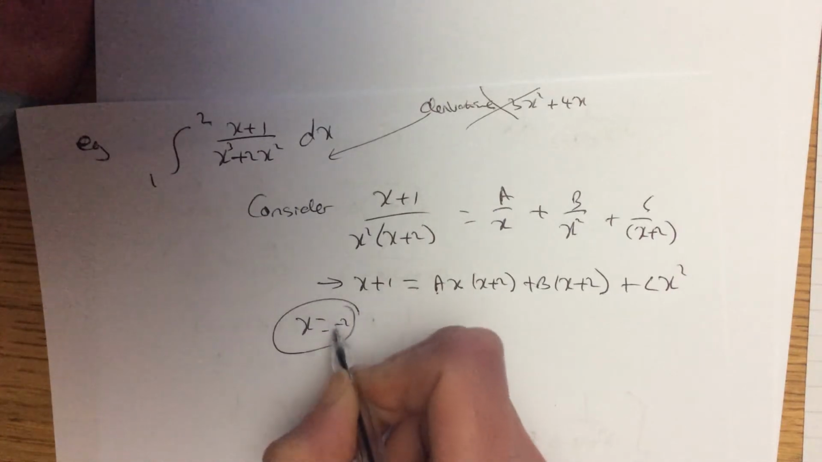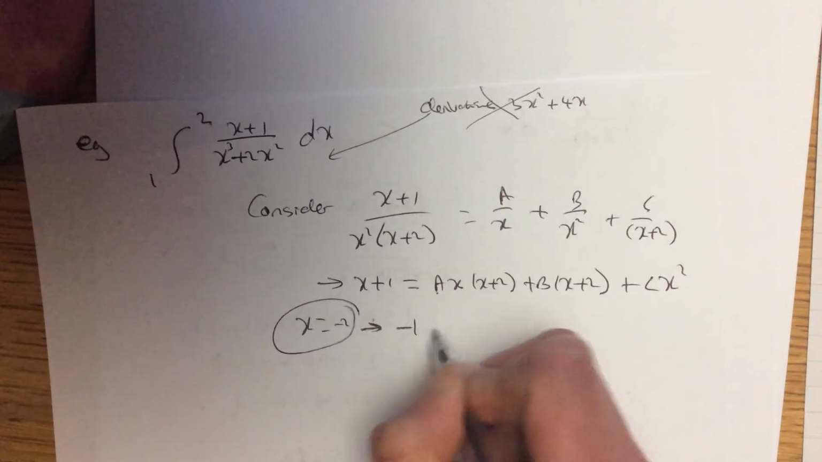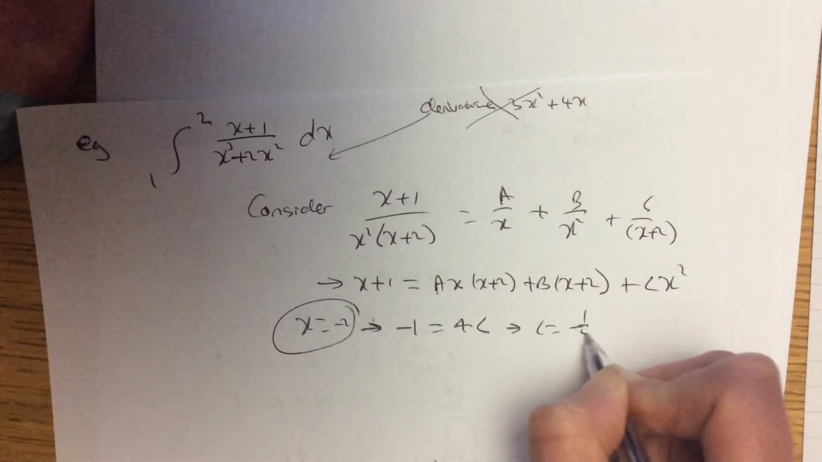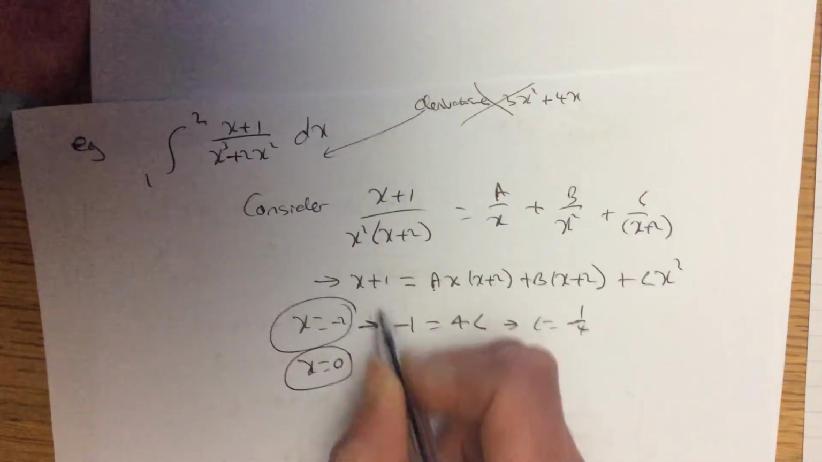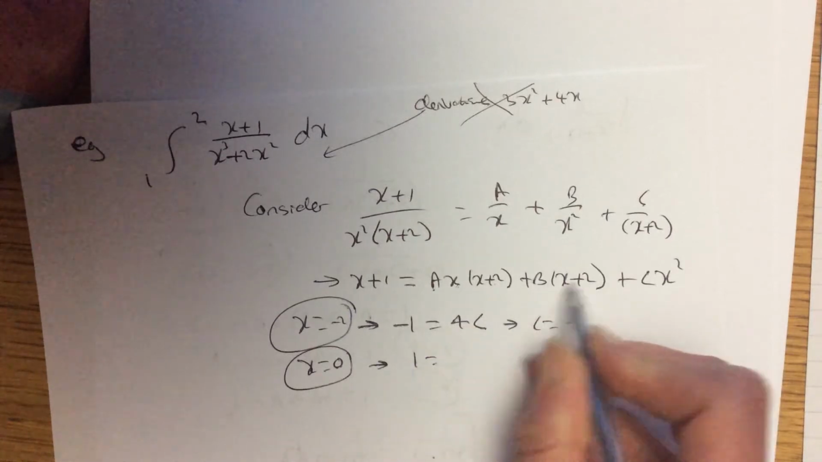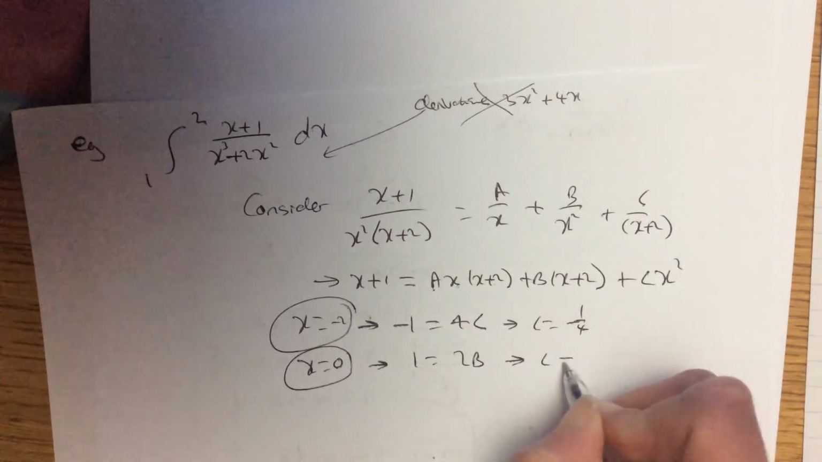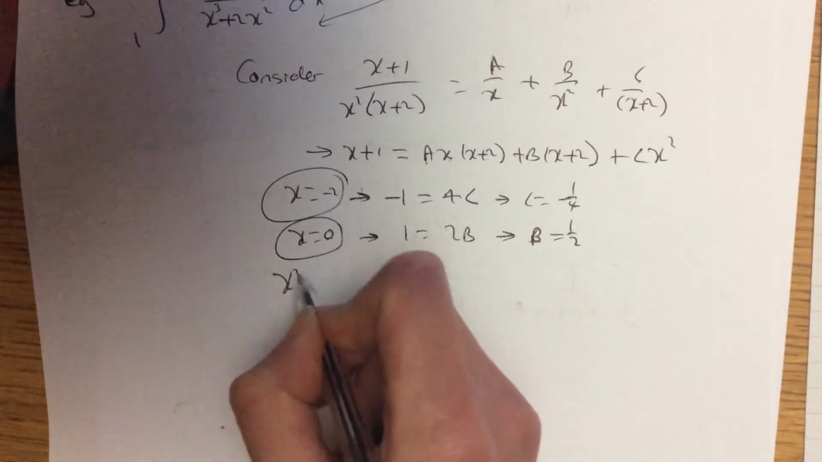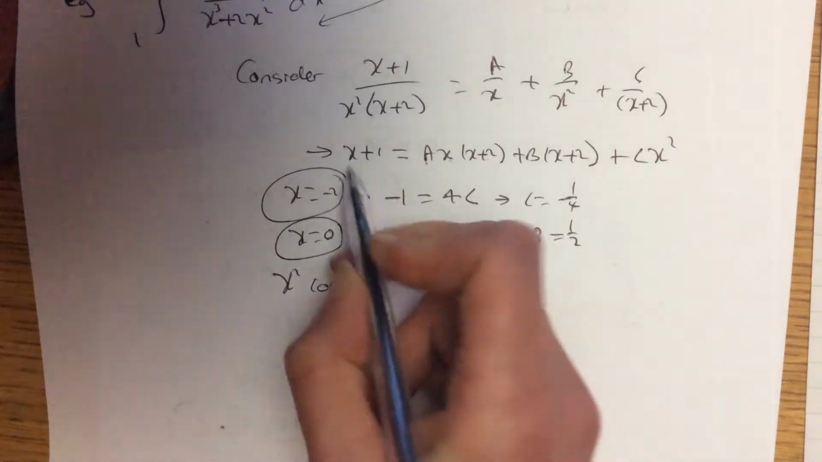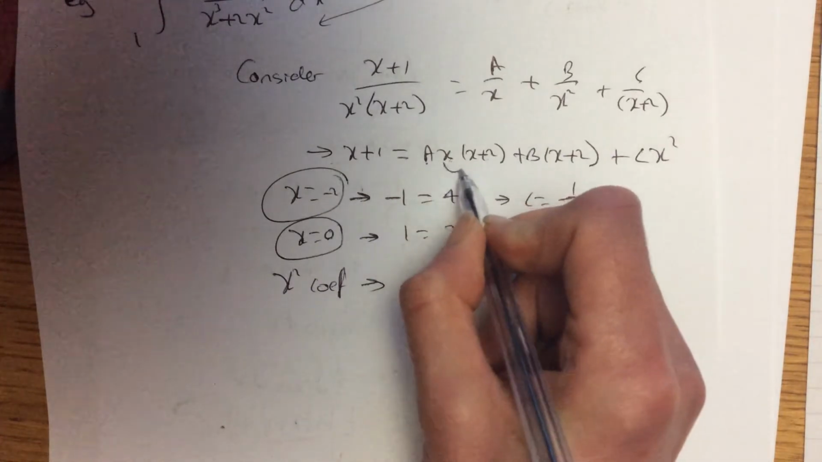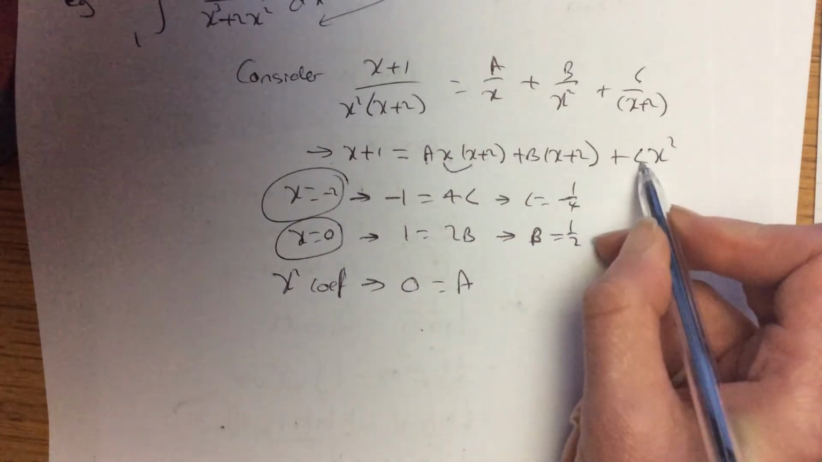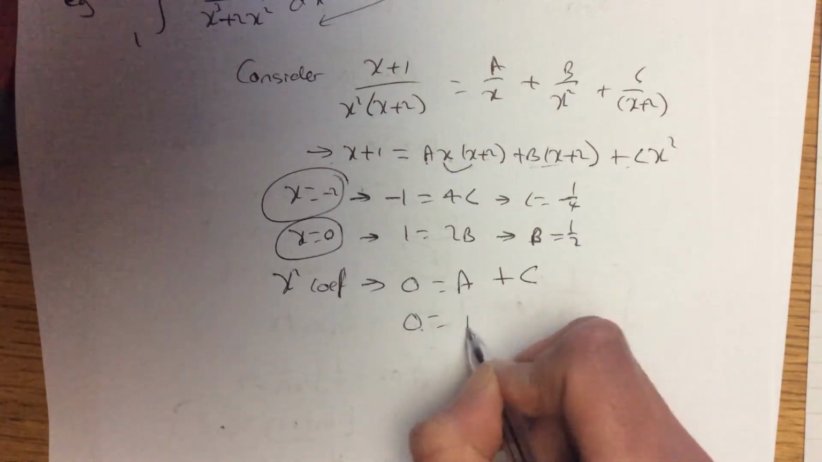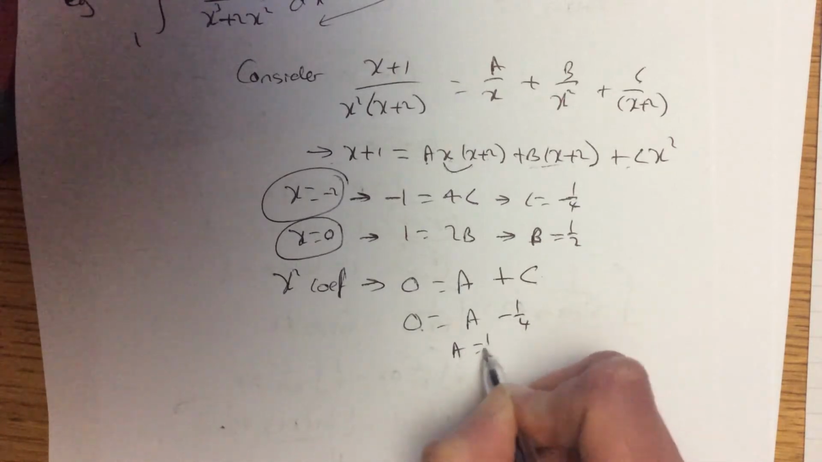Choose x to be minus 2. That gives you minus 1 equals, that disappears, that disappears, and that gives you 4c. So c is minus a quarter. Choose x equals 0, 0 add 1, 0, 0 add 2, and then terms in 0. So b is a half, and then I would just go for the x squared coefficient. There is no x squared coefficient on the left. The x squared coefficient there is an a. There is no x squared coefficient in there, and the x squared coefficient is a c. c, you know, is minus a quarter, so a has to be a quarter.